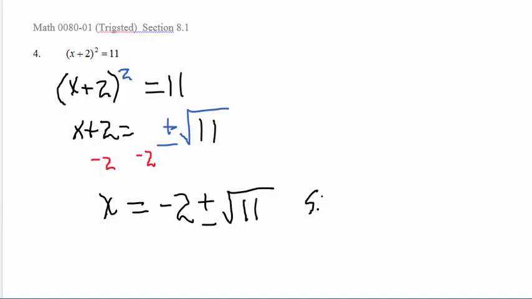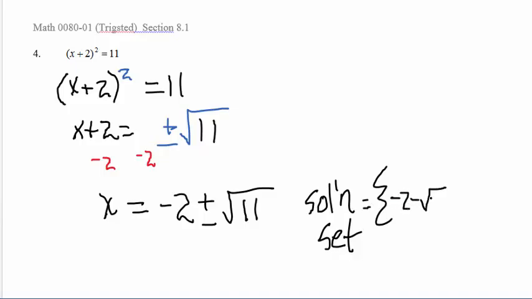So my solution set in this case is the set that contains negative 2 minus the square root of 11 and negative 2 plus the square root of 11. So that is my solution set. Those are the two solutions.